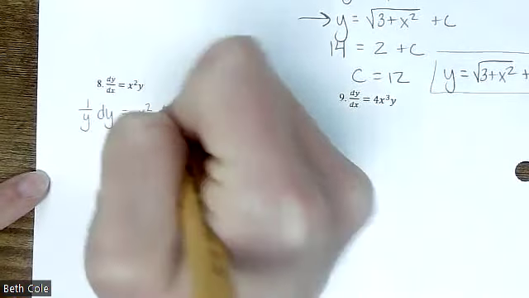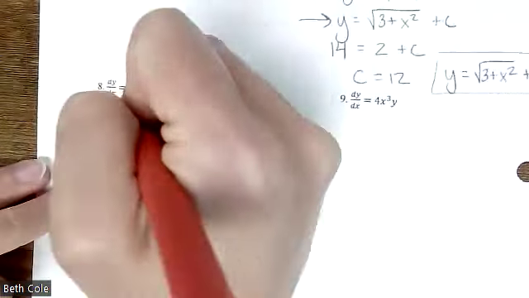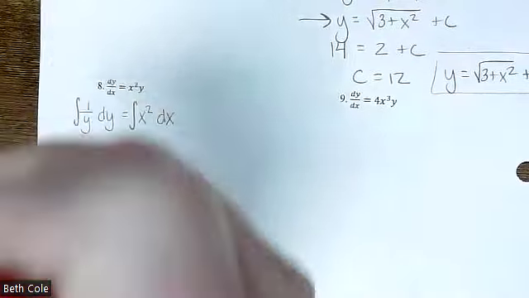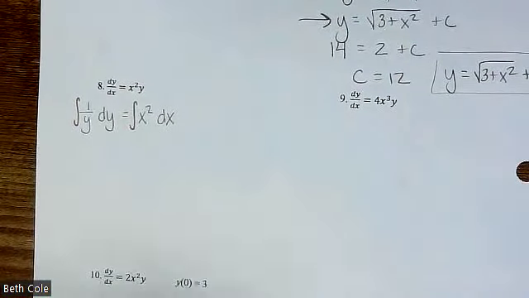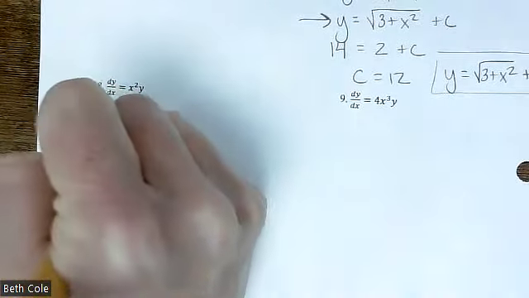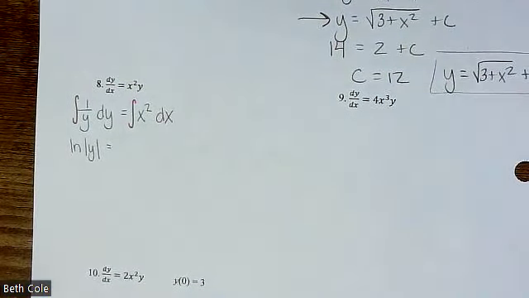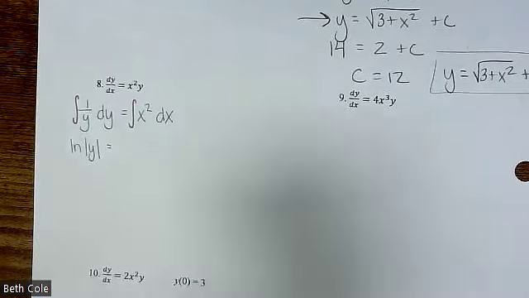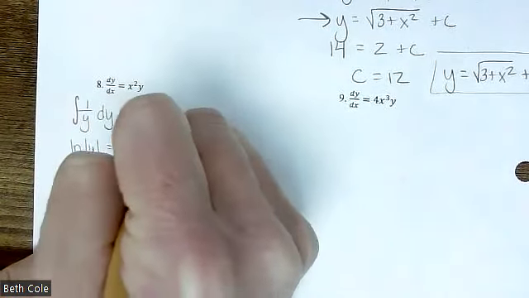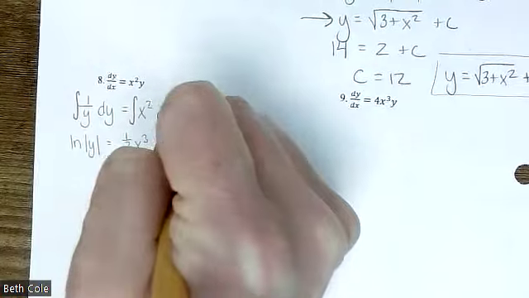X squared, good, and then you would multiply over the dx. Perfect. All right, then, so that is separating, then your antiderivative, so it's ln absolute value y equals, and then your antiderivative for x squared, 1/3 x cubed plus c.